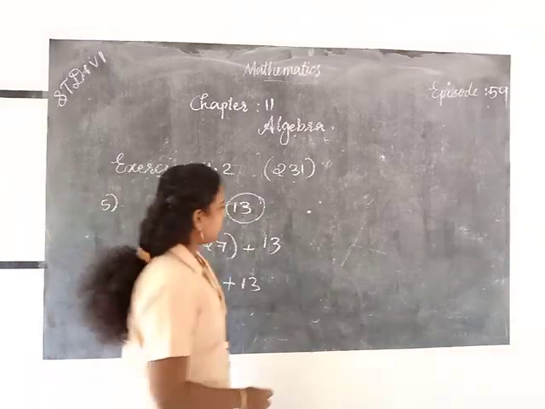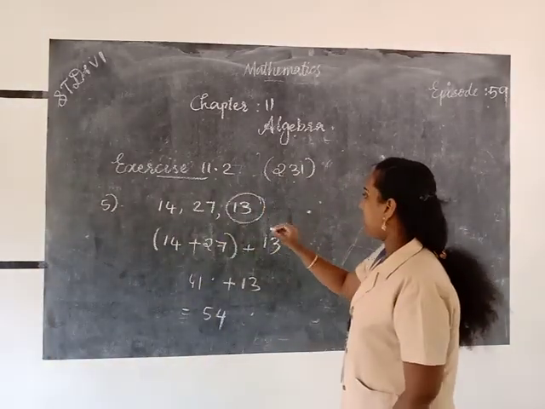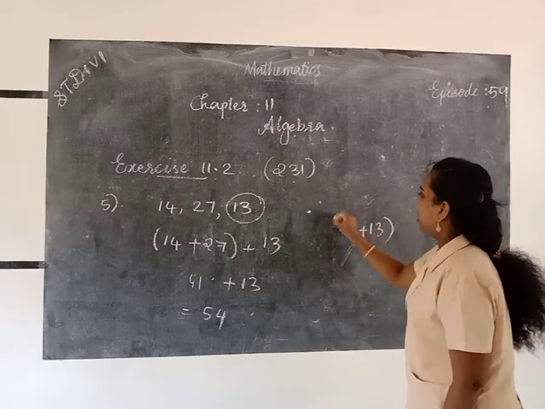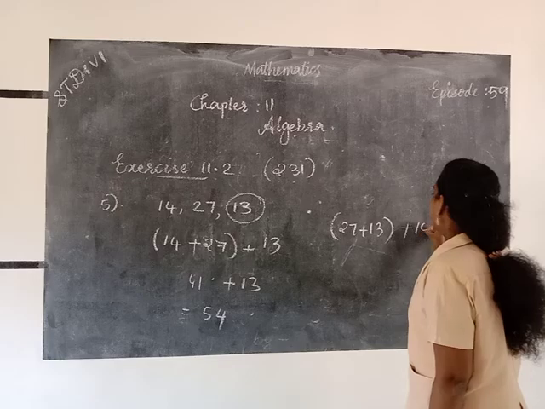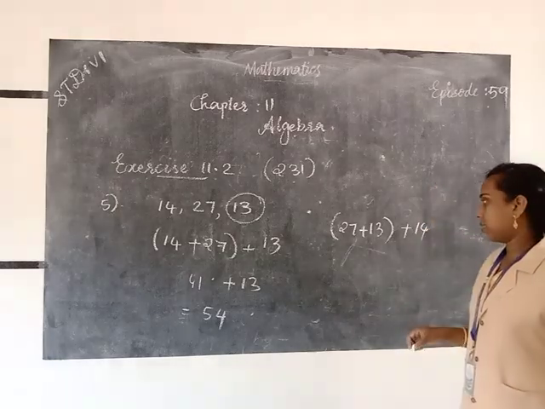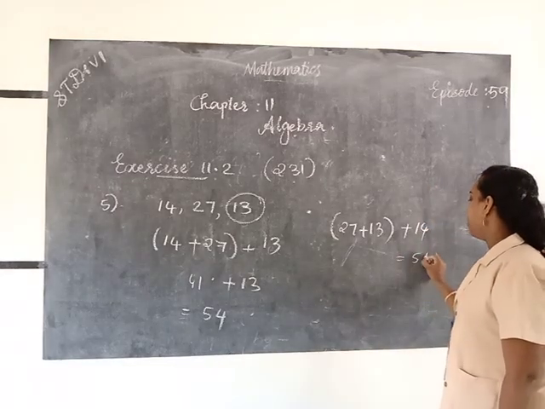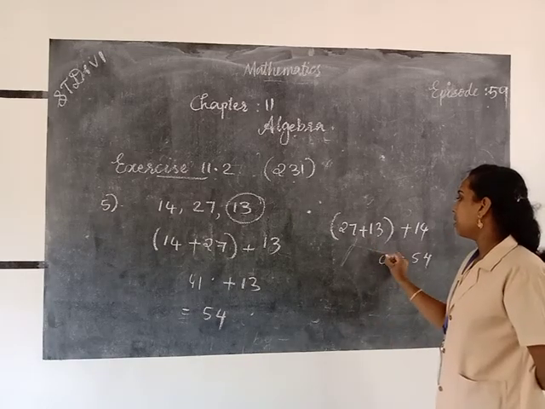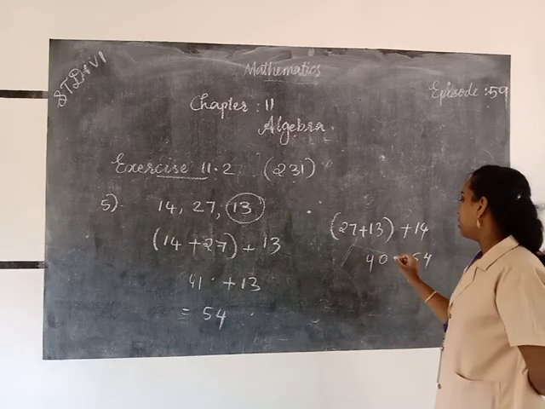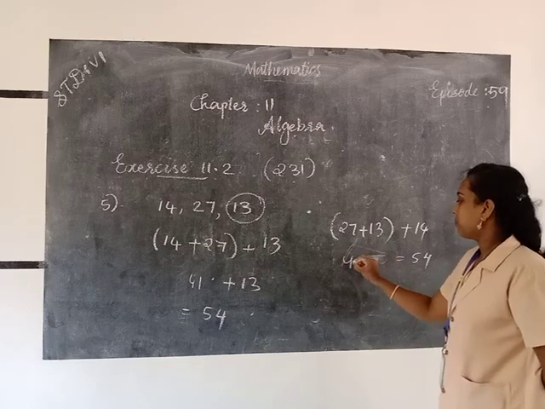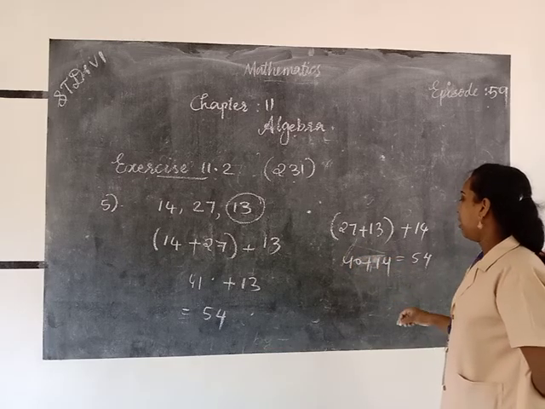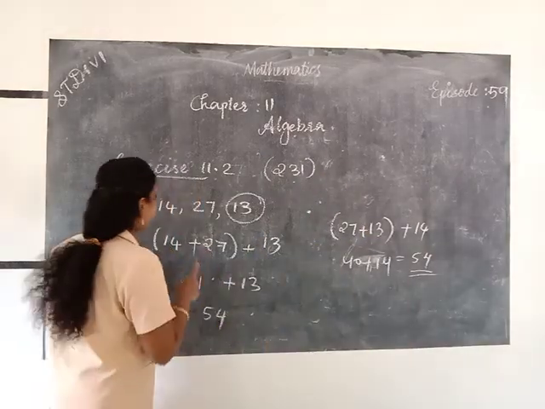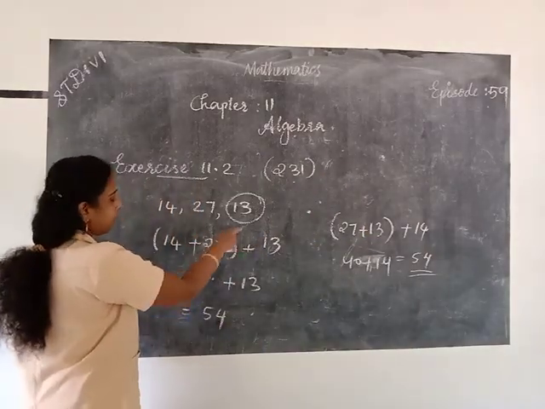Then the next way is, first we add 27 and 13. Then add the result, 14, to it. Then we also get 54. 27 plus 13, we get 40. Then 40 plus 14, we get 54. Which means when we add the first two numbers, then add the third number to the result, we get 54.